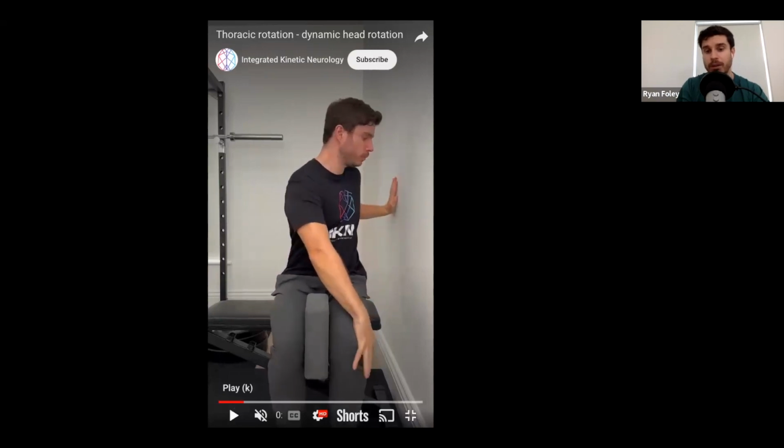And what we like to do here is position the bench or a chair up against the wall. If we're trying to rotate the thoracic spine to the left, we'll have the wall on the left-hand side. We'll position the right hand on the outside of the left knee and position the left hand on the wall. So we're actually creating this kind of pulling and pushing maneuver between the left hand and the right hand.